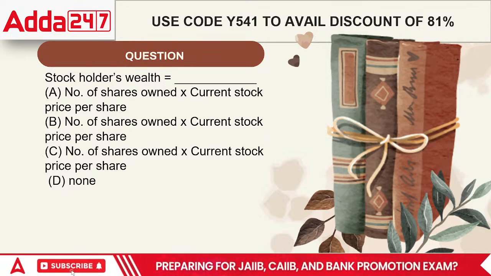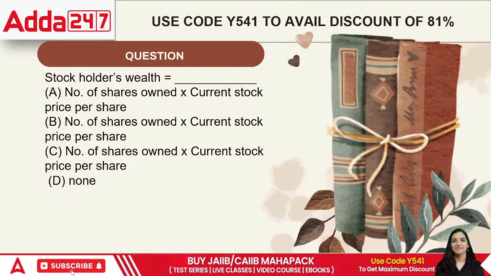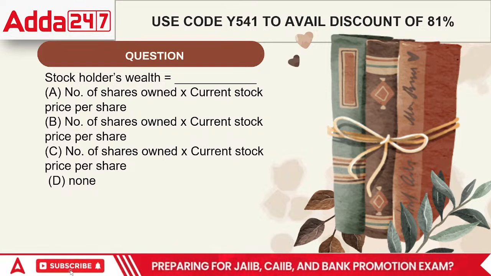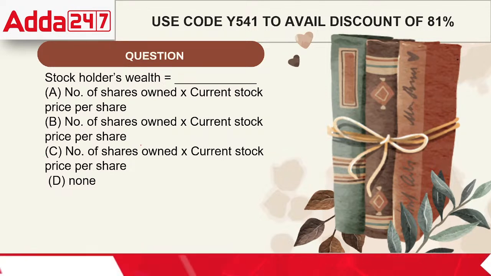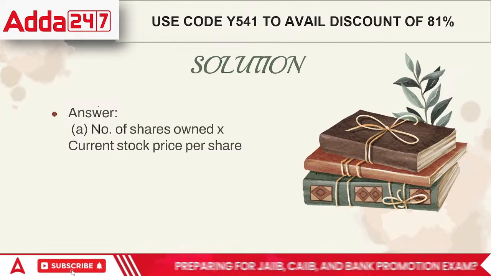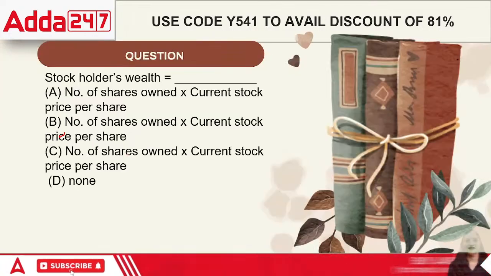Shareholders' wealth is equal to the number of shares owned multiplied by the current stock price per share. The same question is there, and the points are the same. So whatever you take, it's all the same: number of shares multiplied by current stock price. Whatever the current stock price is, that is what will be multiplied.